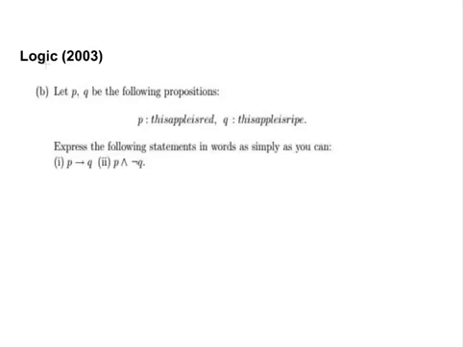Let P and Q be the following propositions. P: this apple is red. Q: this apple is ripe. Express the following statements in words as simply as you can.